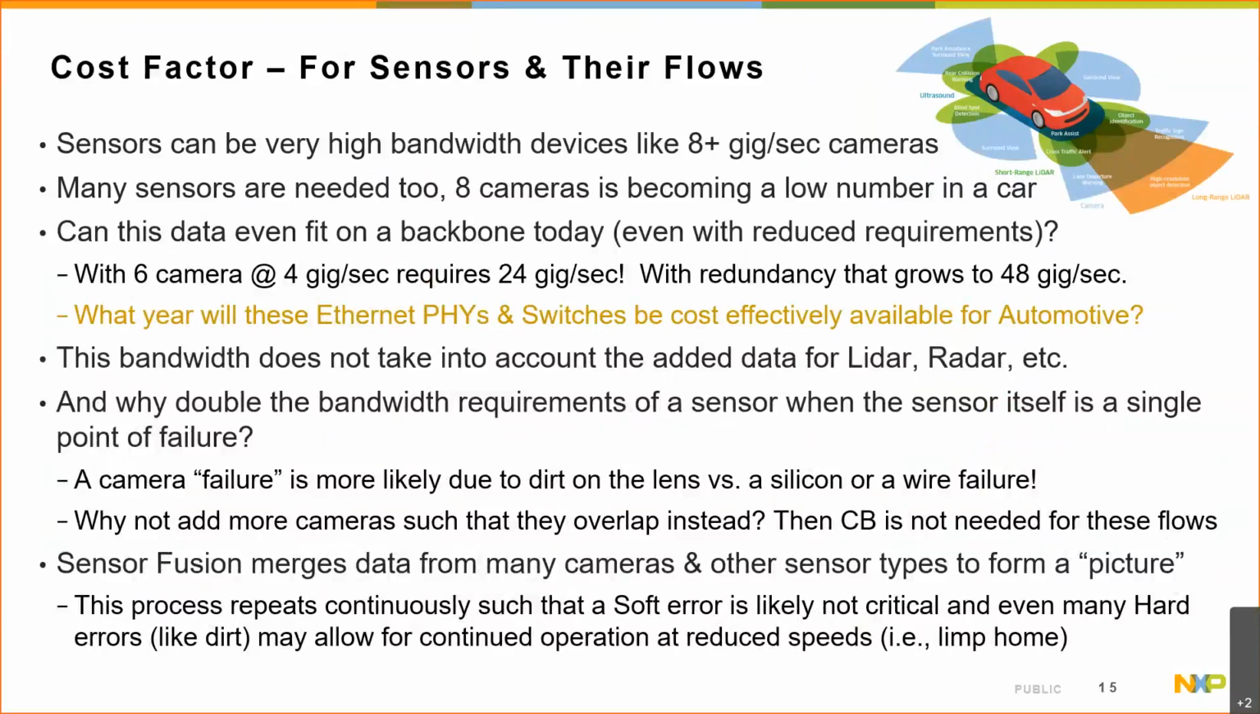Now let's look at the cost factor for end sensors and their flows. Well, sensors can be very high bandwidth devices like 8 gigabit per second cameras. And many sensors are needed too. I mean, 8 cameras is becoming a low number in cars. And can this data even fit on a backbone today? Let's reduce the requirements and see if it fits. So let's go with 6 cameras and 4 gigabits per second. So I've cut the cameras down and the bandwidth in half. Well, that's still 24 gigabits per second on the backbone. And with redundancy, that grows to 48 gigabits per second.